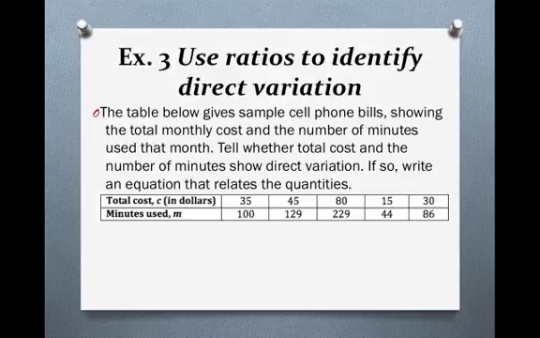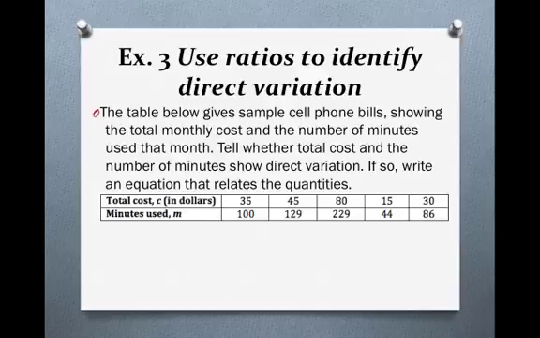All right, we're going to use ratios to identify a direct variation, because if you have a direct variation, then the ratio of one variable to the other should remain constant throughout all your ordered pairs. The table below gives sample cell phone bills showing the total monthly cost and the number of minutes used that month. Tell whether the total cost and the number of minutes shows direct variation. If so, write an equation that relates the quantities.